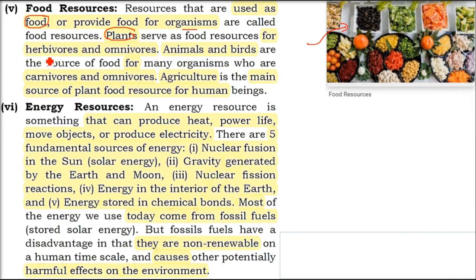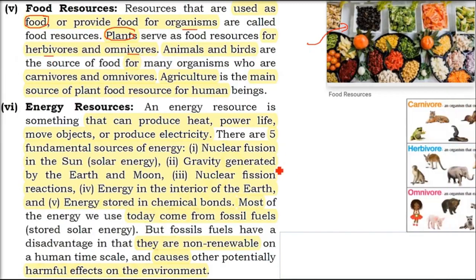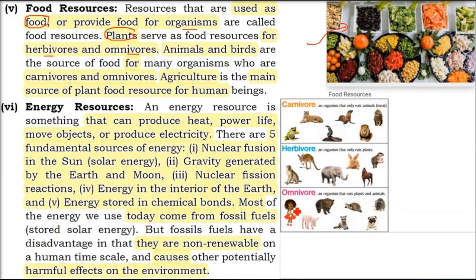So who are herbivores and omnivores? See, there are three categories. First is herbivore. Herbivores only eat plants. They are vegetarian. Carnivores only eat mutton, meat. They don't eat plants. Omnivores eat both. Means they will eat chicken also, they will eat vegetables also. So herbivores and omnivores use plants as food resources.